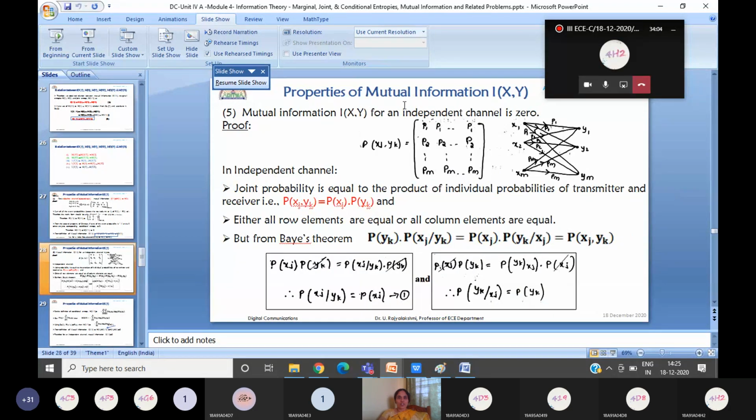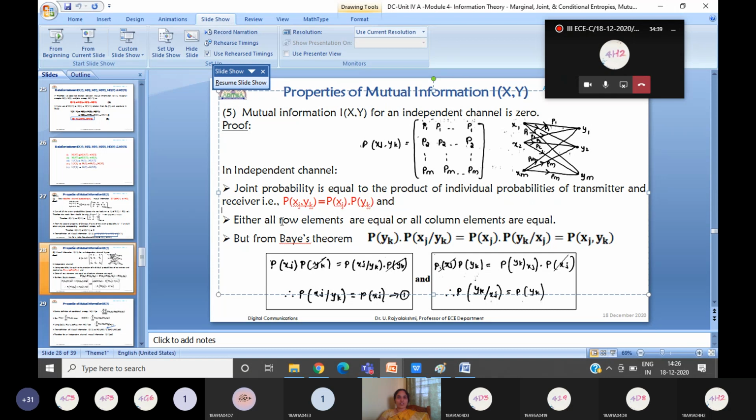So, here you can see, I told you the mutual information for an independent channel is 0. P of xj comma yk is given as a matrix. On the transmitter side you have m elements and on the receiver side you have m elements, so the matrix size is m by m. The joint probability is equal to the product of the individual probabilities of transmitter and receiver, so P of xj into P of yk.